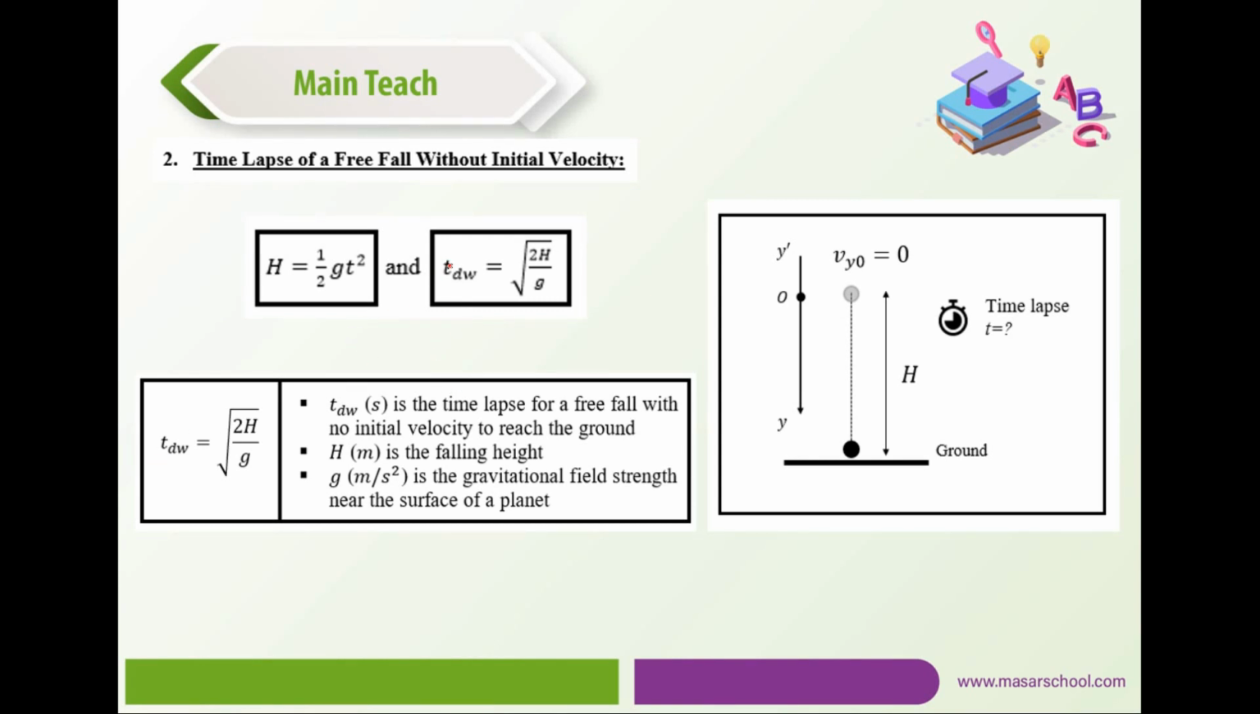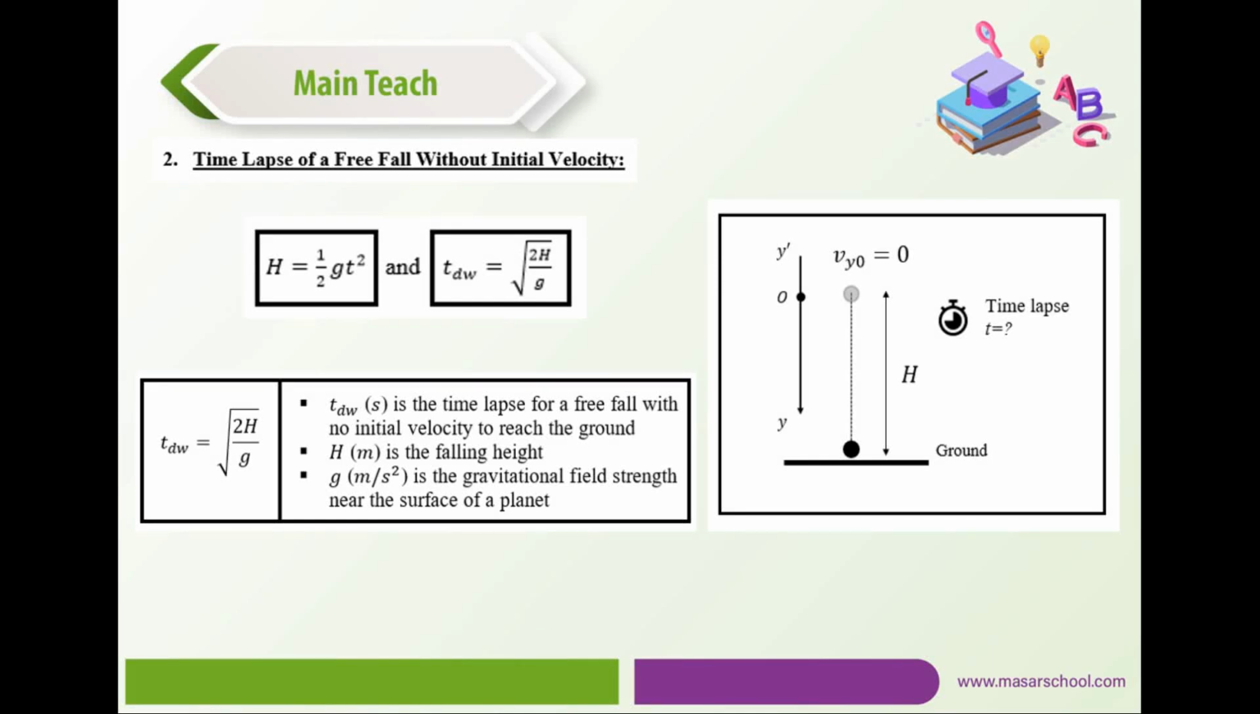So dw stands for the downward motion, is the time lapse for a free fall with no initial velocity to reach the ground. H is the falling height. G is the gravitational field strength near the surface of a planet. So whenever we have an object released from rest and it's going to cover a distance h, the time required for this object to cover this distance is given by radical 2h over g.